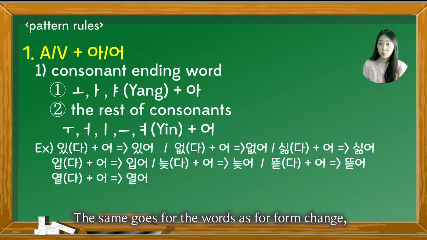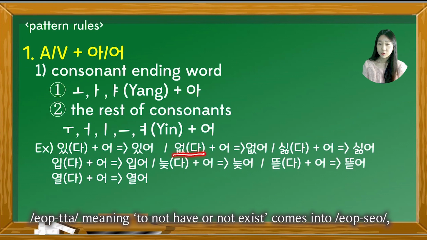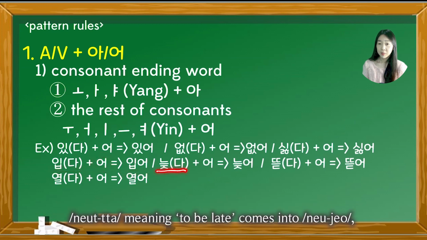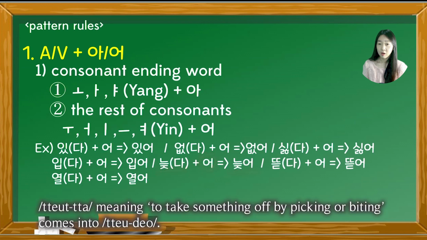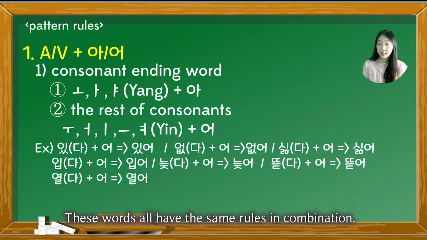The same goes for the words as for form change. So 있다, meaning to have or exist, comes into 있어. 없다, meaning to not have or not exist, comes into 없어. 싫다, meaning to hate, comes into 싫어. 입다, meaning to put on or wear, comes into 입어. 늦다, meaning to be late, comes into 늦어. 뜯다, meaning to take something off by picking or biting, comes into 뜯어. 열다, meaning to open, comes into 열어. These words all have the same rules in combination.